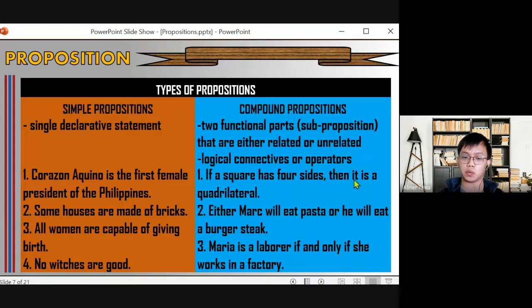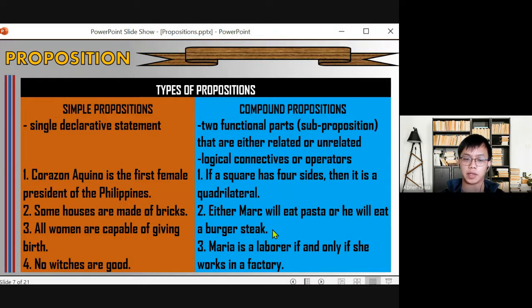If you observe, we have here a pronoun, it. It's okay to use it in a proposition as long as we know what is being pertained to by the pronoun. The it here pertains to square. So it's okay to use a pronoun as long as we know what is being pertained to by the pronoun. Okay, so that is one example of a compound proposition.